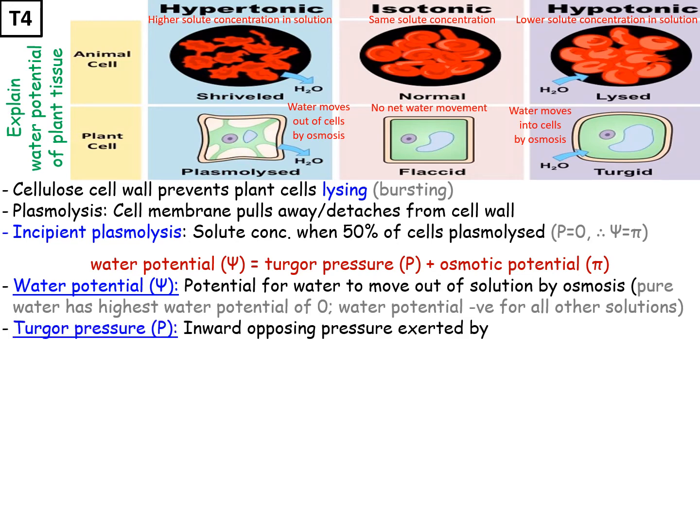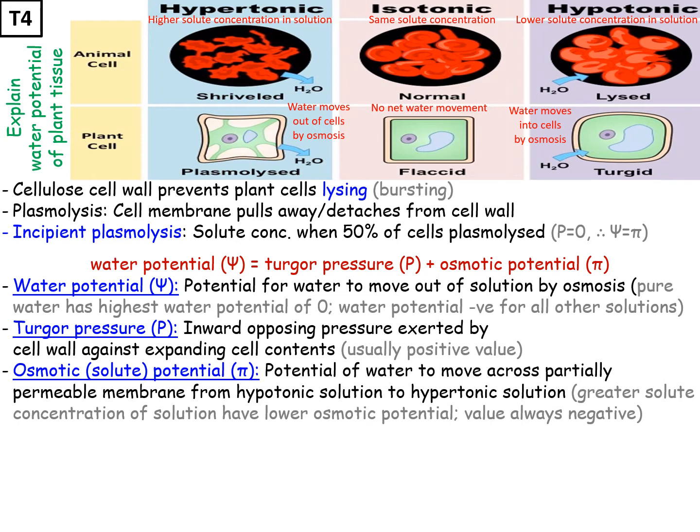Turgor pressure is the inward opposing pressure exerted by the cell wall against any expanding cell contents, and this is usually a positive value. So as a cell becomes more turgid, the turgor pressure increases, and this reduces the ability of water to move into a cell by osmosis.